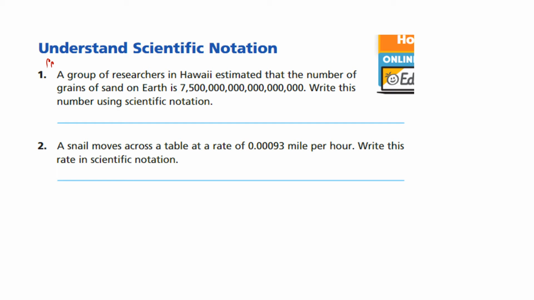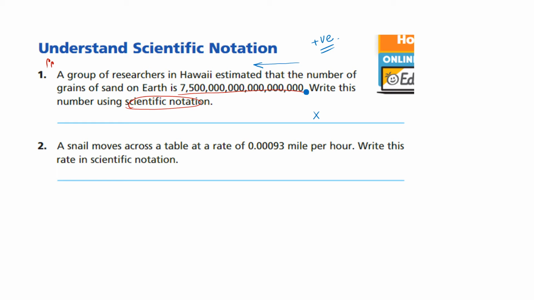A group of researchers in Hawaii estimated that the number of grains of sand on the earth is that much. Now write this number in scientific notation. So there is a number and you only have to write it in scientific notation. What have you seen? The number is very big. There is no decimal in the middle or anywhere. The decimal is at the end, which means that you have to move to the left. So you know that whenever you move to the left, the power will be positive.